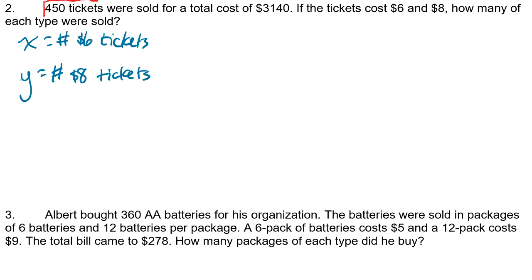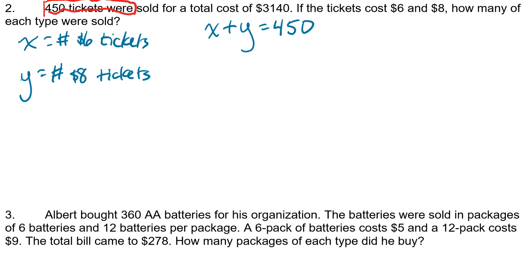Alright, so let's break this down. First off, we know we have 450 tickets that were sold. Alright, so that means the total amount of tickets was 450. Another way to say total is if we add the number of tickets together, it should equal 450. That's our first equation.